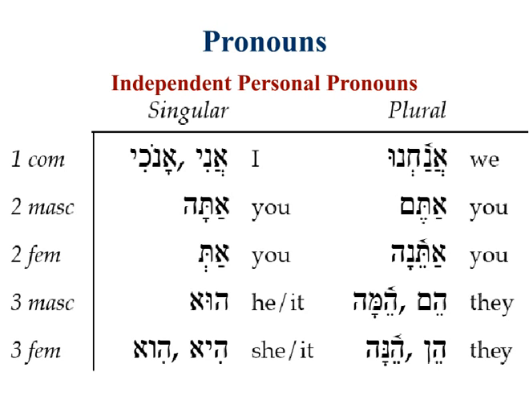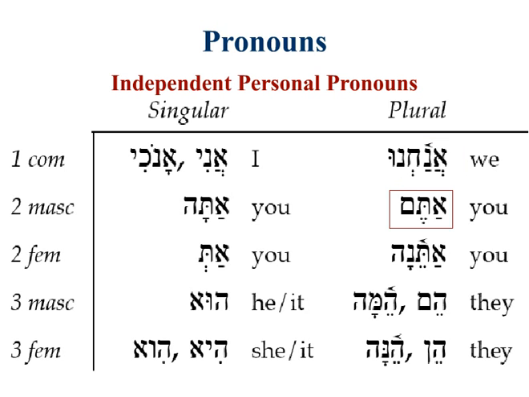Now go to the column of plural independent personal pronouns. The first common plural, which translates we, is pronounced anachnu. Notice two things about the spelling of this pronoun. First, notice that it is spelled with a het. And secondly, notice that that is a silent schwa beneath the het. Once again, its pronunciation is anachnu.